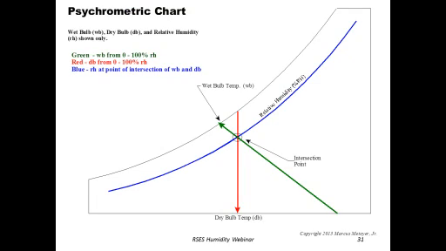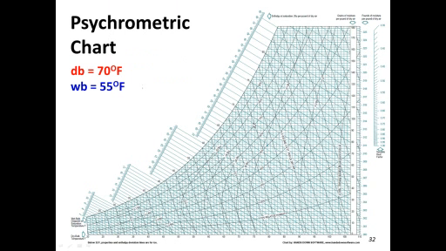This slide shows the key components that we're going to talk about today. Green is the wet bulb. That's right there. Red is the dry bulb. And blue is the relative humidity. Blue is a curve, not a straight line. Well, let's use the data gathered by that young lady. Dry bulb 70, wet bulb 55, both degrees Fahrenheit.